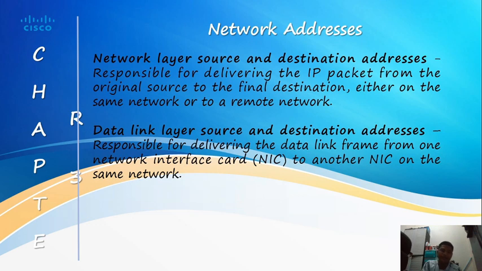So, network addresses. Network layer source and destination addresses are responsible for delivering the IP packets from the original source to the final destination, either on the same network or to a remote network. Data link layer source and destination addresses are responsible for delivering the data link frame from one network interface card, or NIC, to another NIC on the same network.